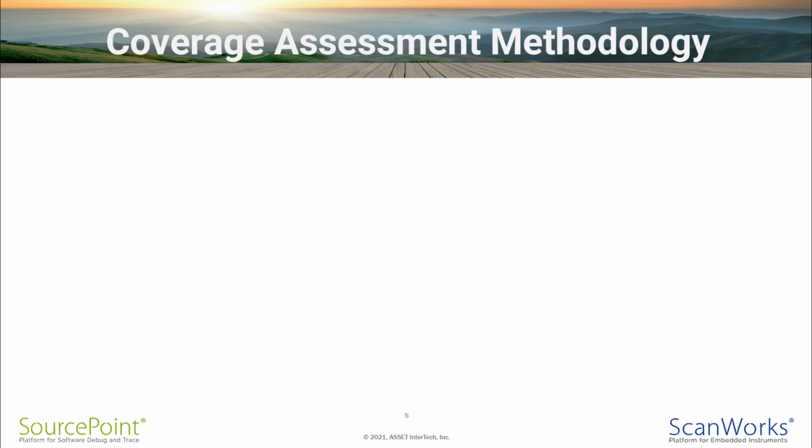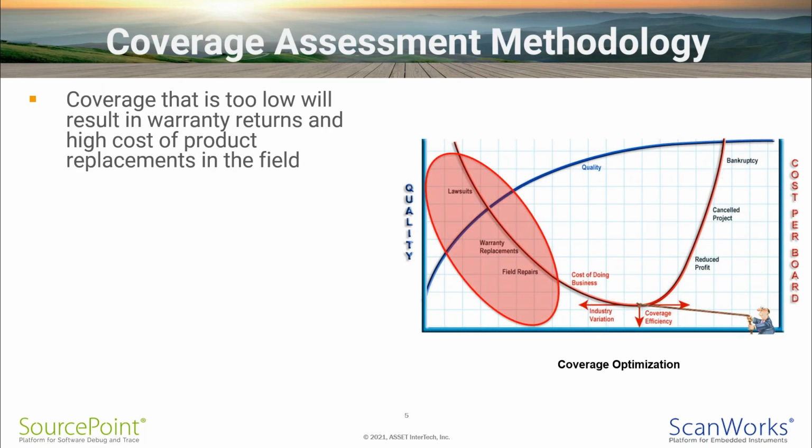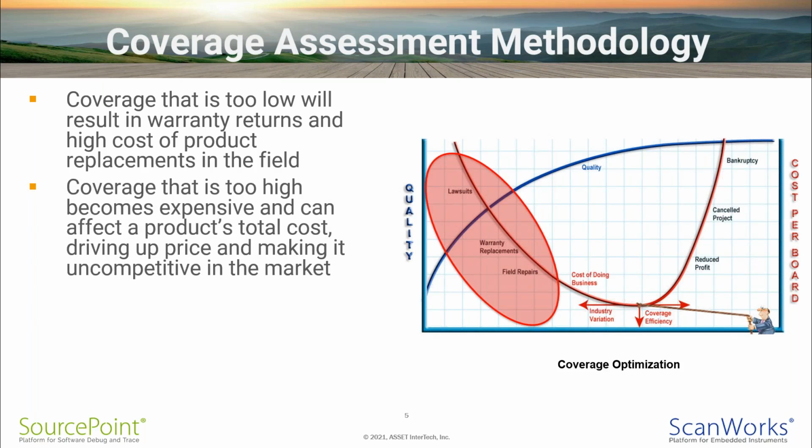As I mentioned earlier, time and money are the two factors that must be considered when devising a test strategy for a PCB. Of the two factors, cost considerations are the restricting factor. If we put too little money into a test, the coverage could be low, and that could result in warranty returns and a high cost of product replacements in the field. If we put too much money into the test, the coverage could be high, but the product could become expensive, and that could affect the product's costs, driving up price and making it uncompetitive in the marketplace.